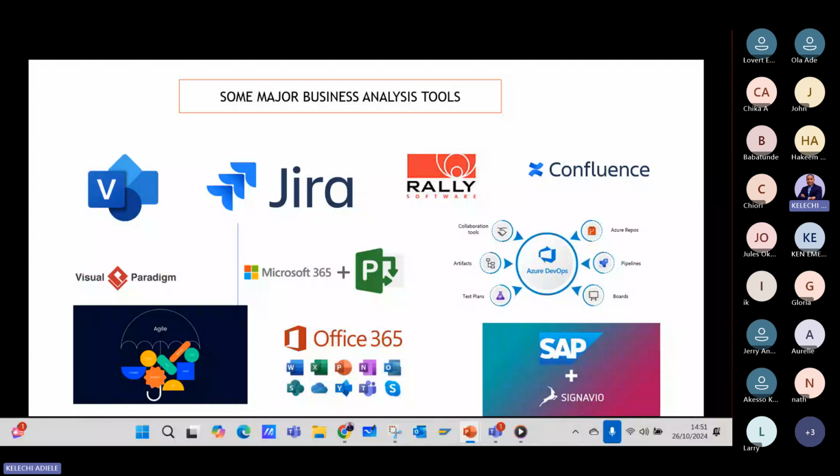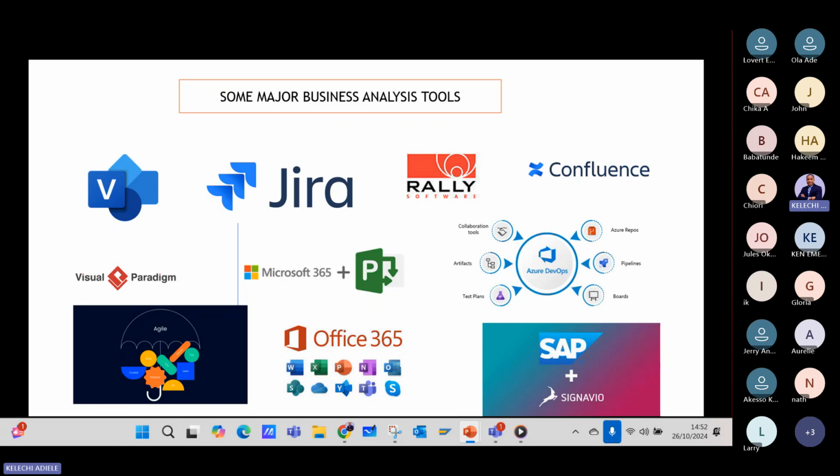Jira is also a very important tool that is used to manage issues that arise from projects, bugs, and all that. During your requirement gathering session, you can also use it to gather requirements, and manage issues and bugs that arise from projects. Rally is also similar. Confluence is also similar. So there's Microsoft Project, there is Azure DevOps, there is Agile, which comprises Scrum, Kanban, and the rest of them, and there is Signavio.